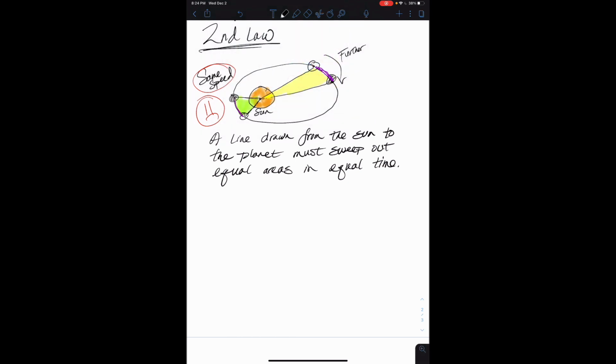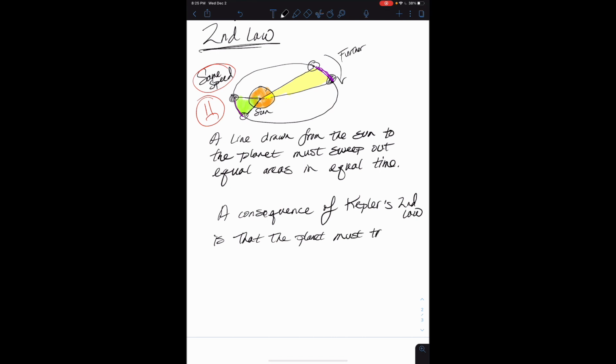So let's go ahead and write that down, a consequence of Kepler's second law: the planet must go slower when it's further away, and faster when it's closer to the sun.